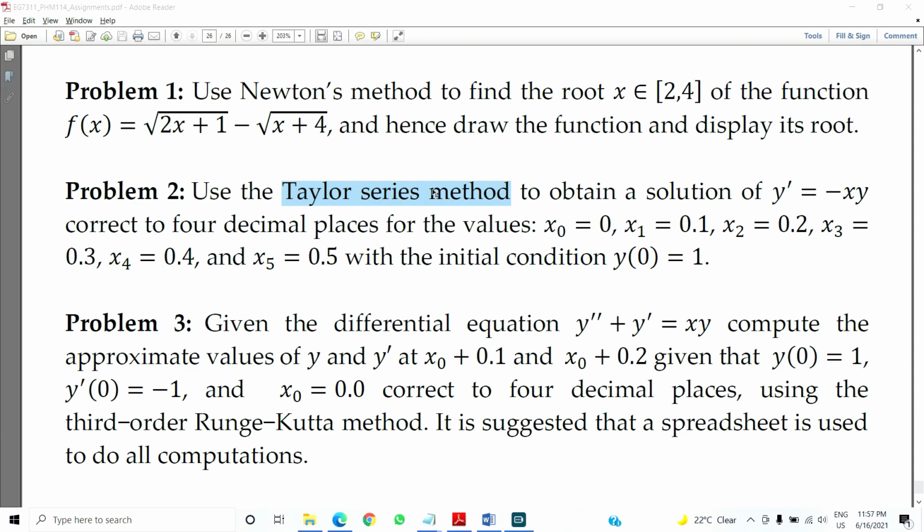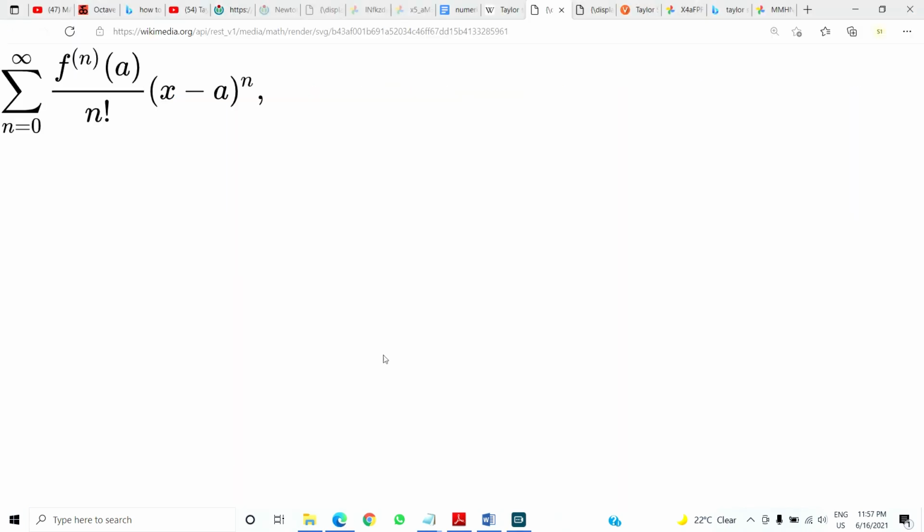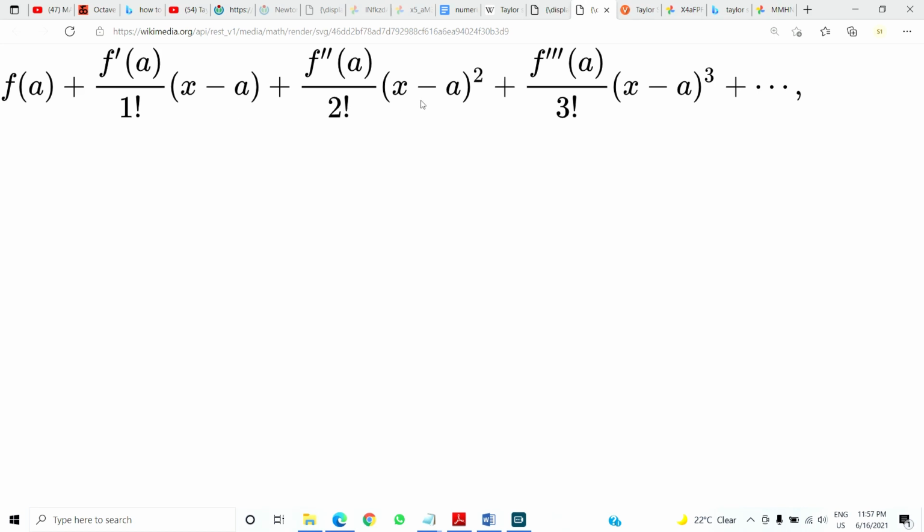Alright, to solve this next problem, we need to have a basic understanding of how the Taylor series method works. The Taylor series is just an expansion of this formula. It's a summation of derivatives to the power of 0, and then to the power of 1, and then to the power of 2 and so on. You can add however many terms as you would like, divided by a factorial times a constant to the power of n. And this is how you would expand this kind of function.